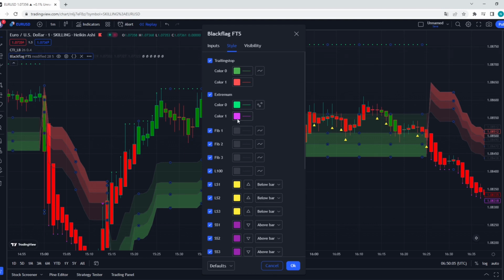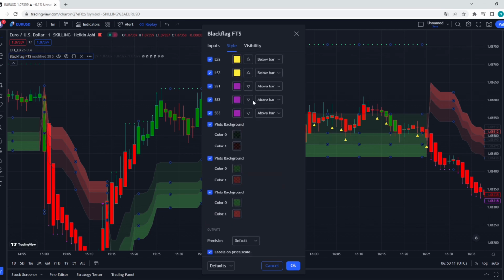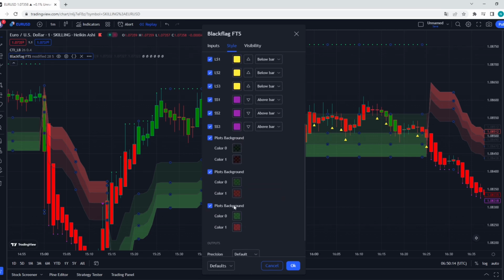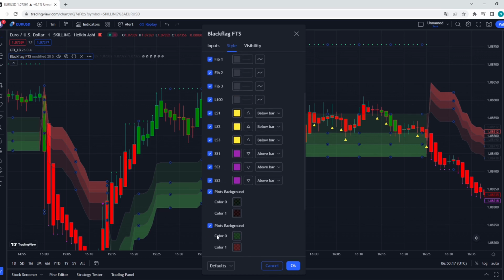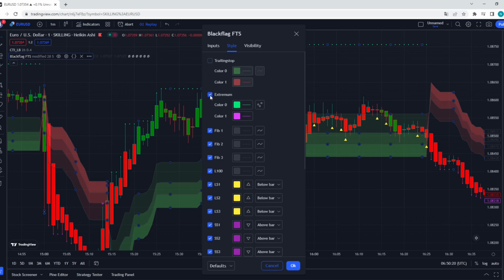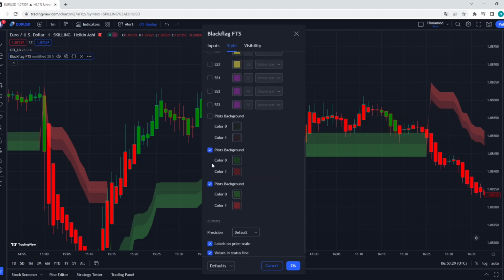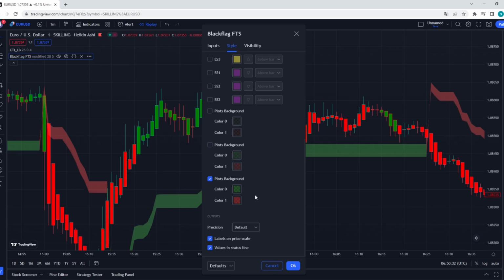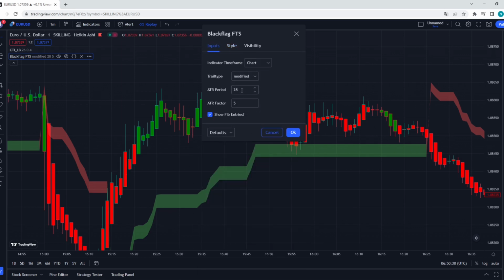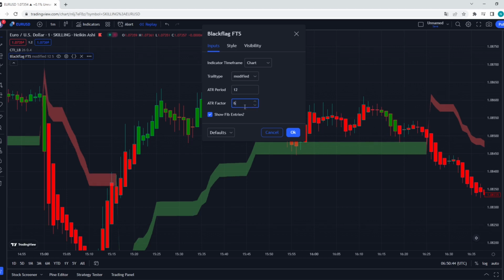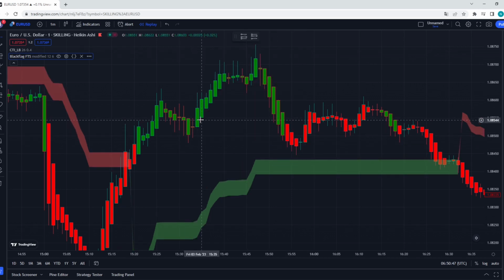For this indicator, in the style section, we want to uncheck everything until the plot's background, the last one. So we start with it, uncheck all boxes over here. I will do this very quickly for you. We only want to leave the plot's background, the very last one, active. In the inputs, we want to change the ATR period to 12 and the ATR factor to 6. Click OK, and that's our second indicator.